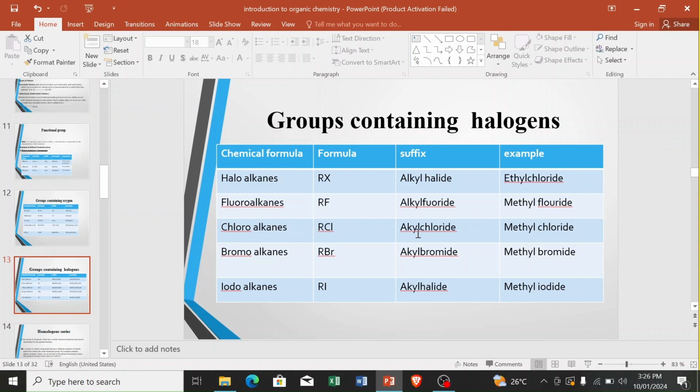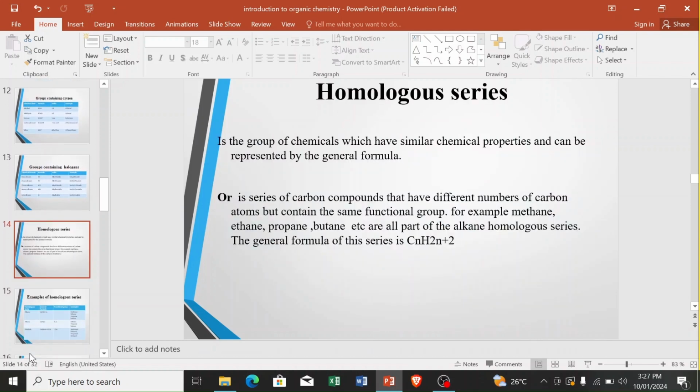Chloroalkanes, RCl, alkyl chlorides, methyl chloride. Bromoalkanes, RBr, alkyl bromide, methyl bromide. Iodoalkanes, RI, alkyl iodides, methyl iodide. So those are different functional groups that we are going to interact with as we go on.